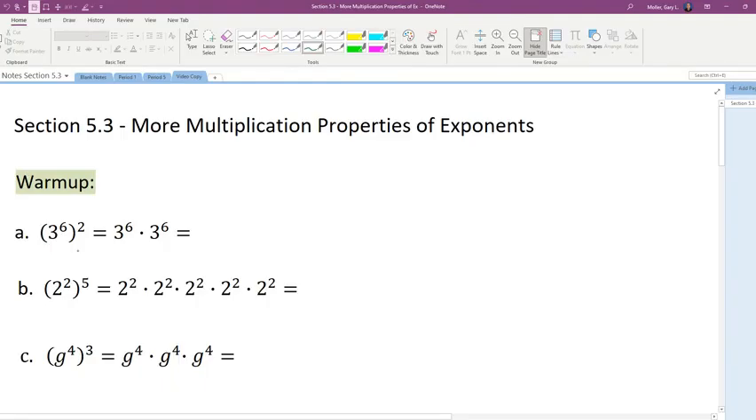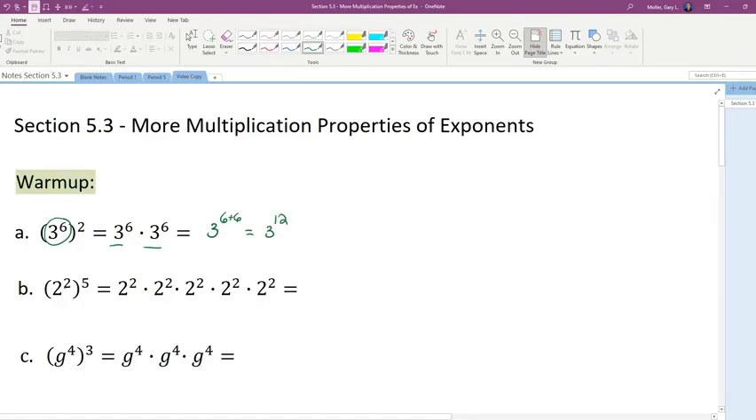So I want you to think about what 3 to the 6th squared is really telling us to do. It's saying take whatever this is, in this case 3 to the 6th, and multiply it by itself 2 times. So I've written 3 to the 6th times 3 to the 6th. And we know that that means we are going to use our rule about multiplying numbers with the same base. And this is simply going to be 3 to the 6th plus 6th power, or 3 to the 12th.